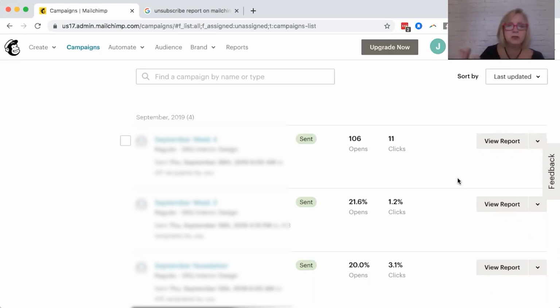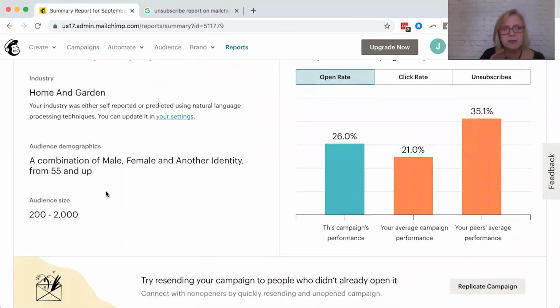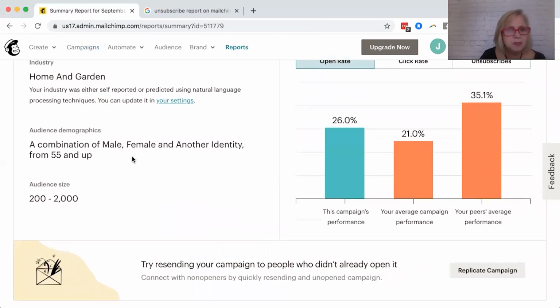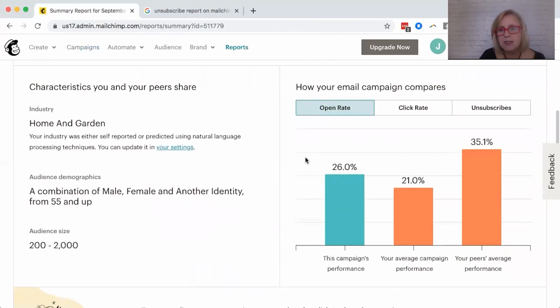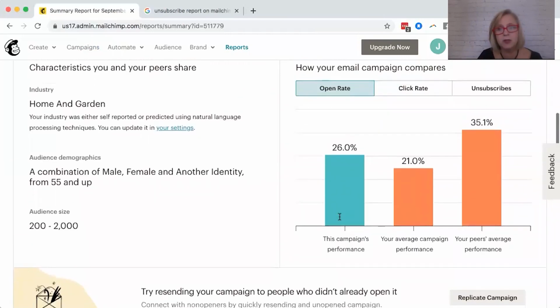So again, you're going to want to look at your opens, your clicks, and then you're going to want to look at this specific email. And this is a really nice overview, the way they've done this. It tells you what industry you've set it up for, a little about your demographics, your audience size. It tells you your open rate, your click rate, and your unsubscribes. And it says, this is what this campaign did, 26%. This is what your campaigns overall do on an average basis. For your open rate, we've selected open rate, so this is just talking about open rate.